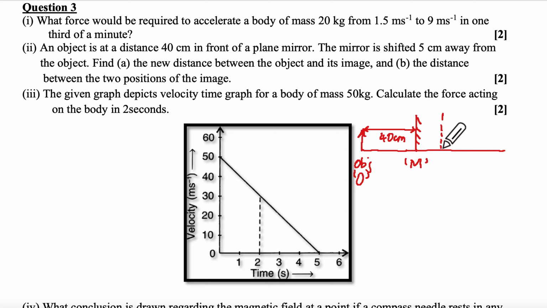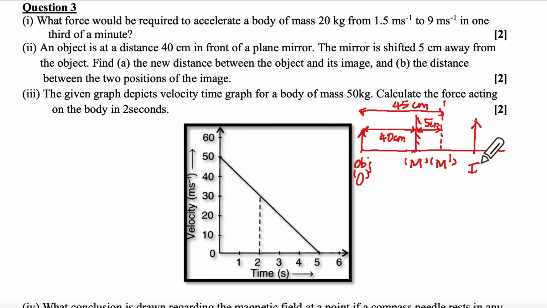So this is the M dash. Understanding? How much is this? 5 centimeters. So now from here to here is 45 centimeters. Now they are saying find the new distance between the object and the image. So remember, initially this was O, so 40 centimeters over here.